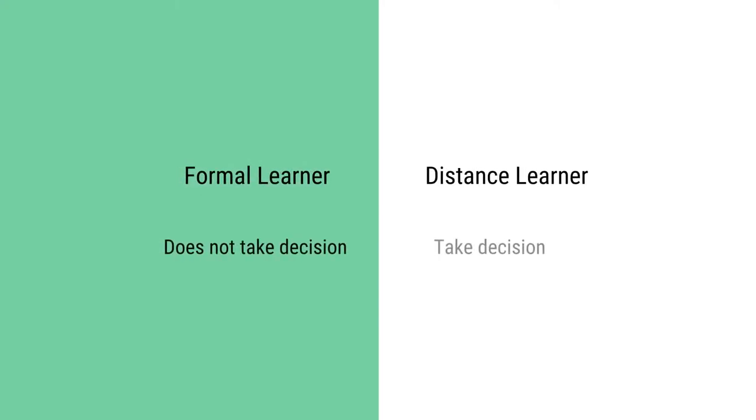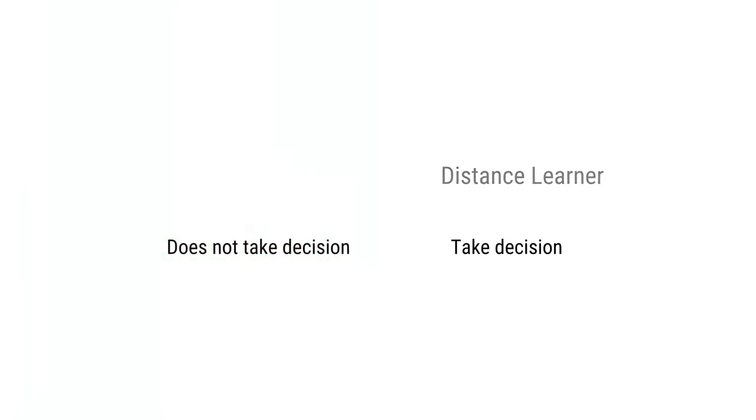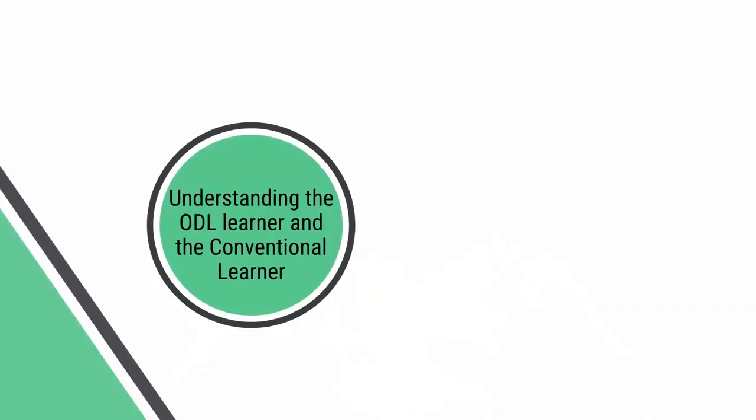Another striking feature of difference among the learners is the decision-making ability. While the conventional learners may be unsure at times while taking decisions, the distance learners seem to be more capable of taking important decisions. This brings us to the end of this video.